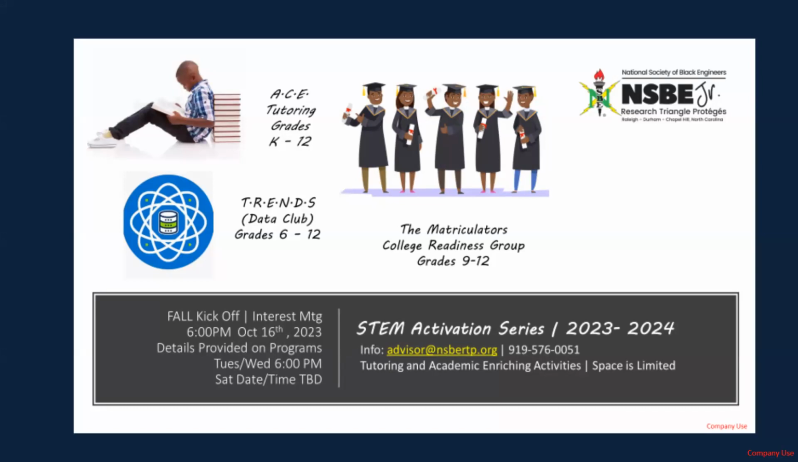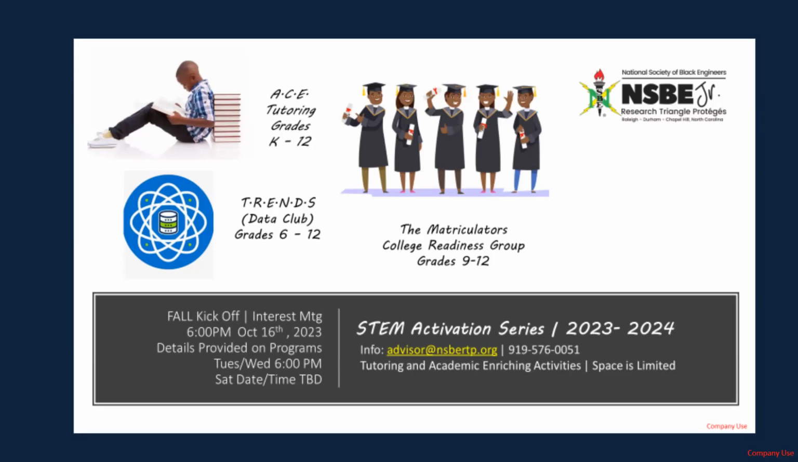That would be people who are already in their career. So they're out of college and working in their career. Maybe people in NSBE who are professionals, maybe your parents are, or people at school. And the NSBE Junior chapter is the Research Triangle Proteges, which is K through 12. And this particular activity is for middle and high schoolers. But we also have kicked off our fall STEM activation series. And what you see here on the screen is a listing of the other things that we have going on.